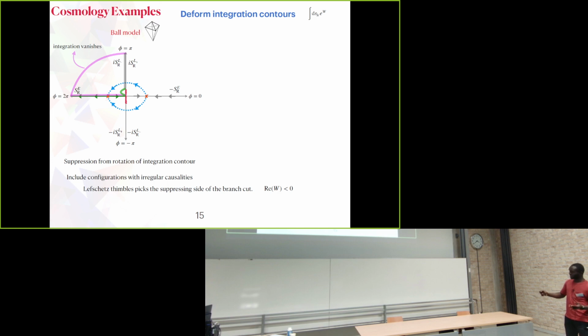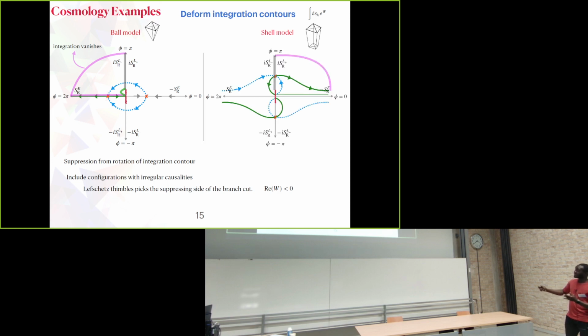Also in the shell model, there is this original integration line and there are irregular configurations, but here you have to deform the contour along this path integral, and then this integration will also vanish. Basically, I have to integrate along this line, but you see here there's an irregular region, so this is more interesting. Because there is a branch cut, you have to analytically continue through the branch cut, and somehow it picks you here.